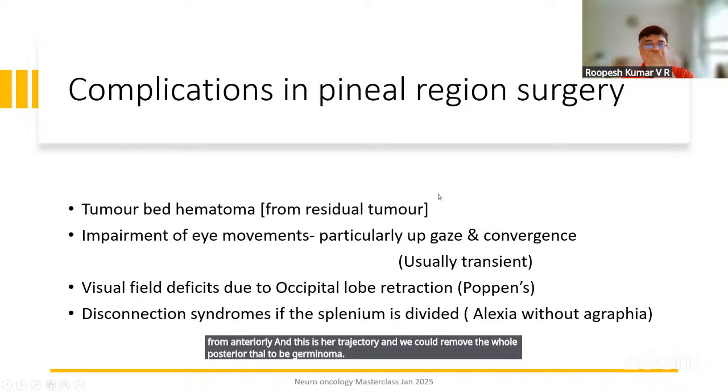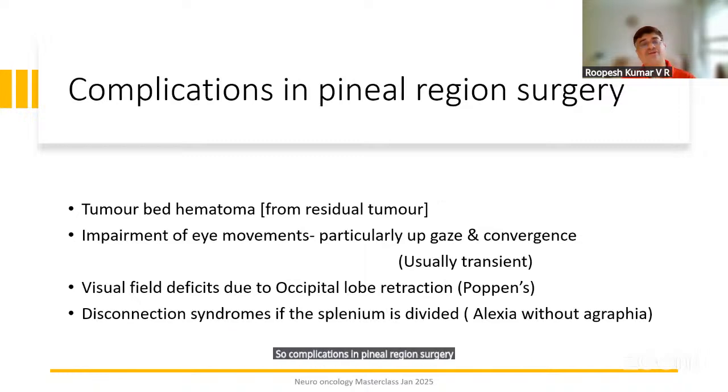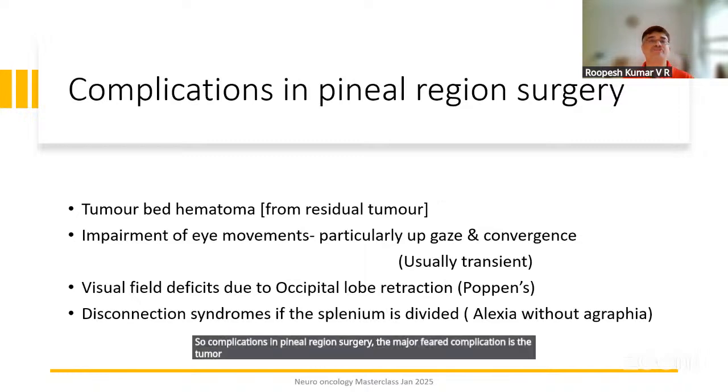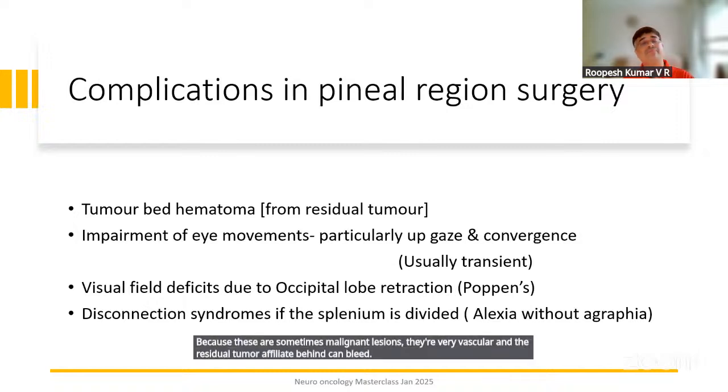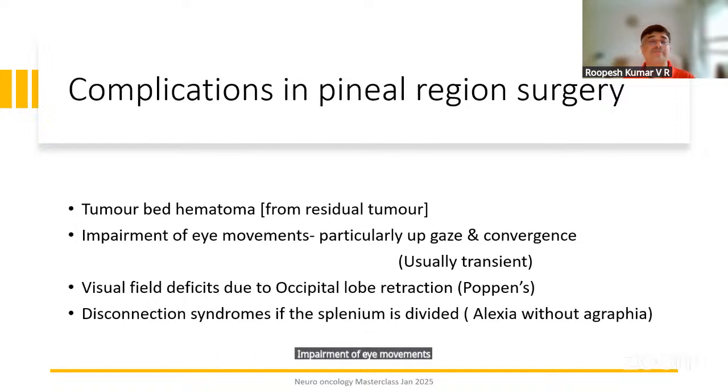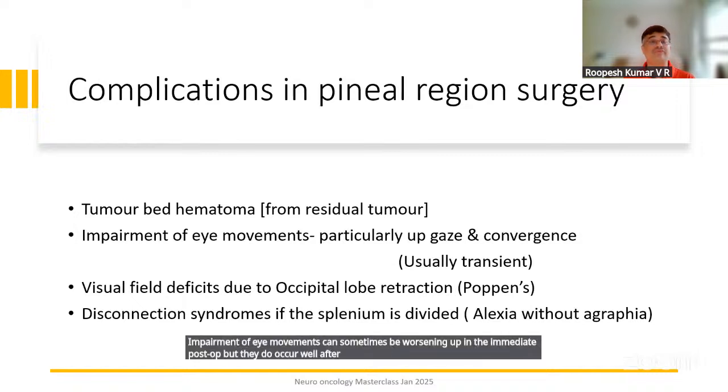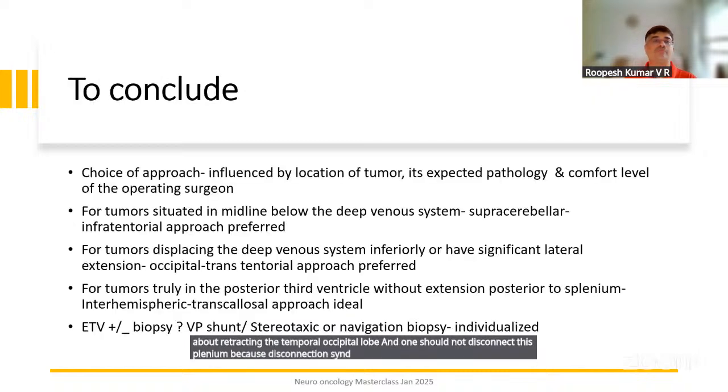So, complications in pineal region surgery. The major feared complication is the tumor bed hematoma, so one must achieve excellent hemostasis, because these are sometimes malignant lesions, they're very vascular, and the residual tumor, if you leave it behind, can bleed. Impairment of eye movements can sometimes worsen in the immediate post-op, but they do recover after a period of time. Visual field deficits, especially if you're doing a poppen approach, so we need to be careful about retracting the temporal occipital lobe, and one should not disconnect the splenium because disconnection syndromes can cause significant morbidity.